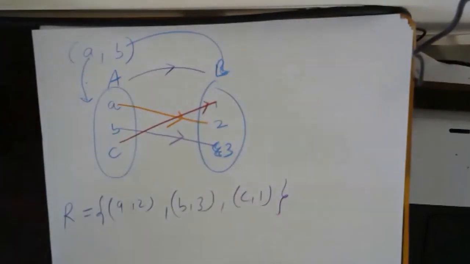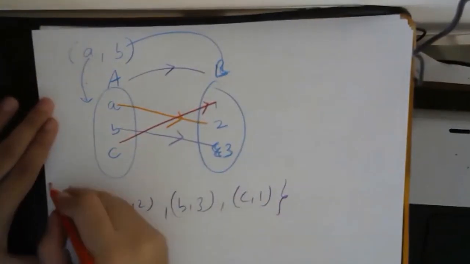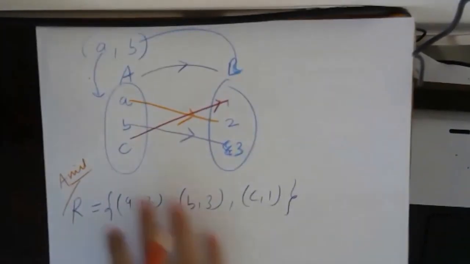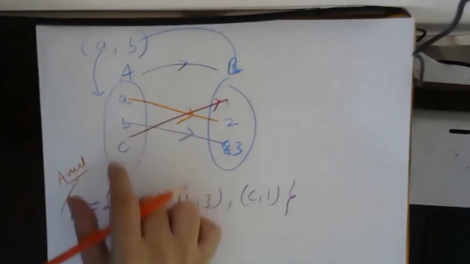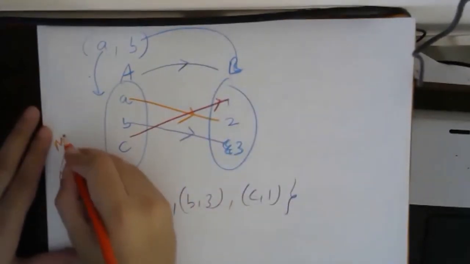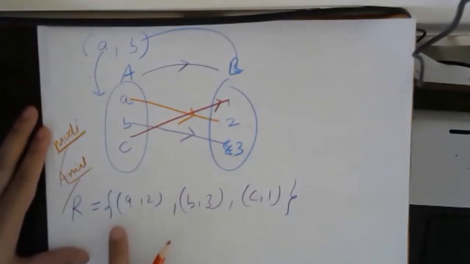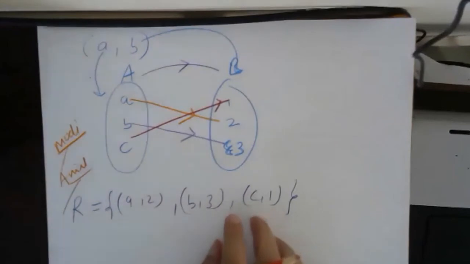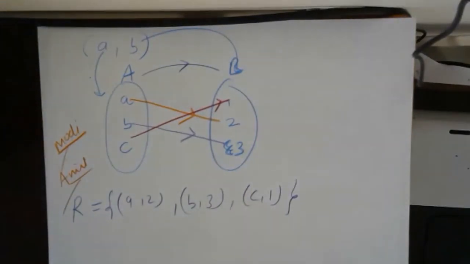It's just a name given. I can write this as my name also. Suppose this is a relation Amit. It's just a name given; I can write my name, your name, anybody's name. I can name this Modi also. Suppose this is a relation Modi, which has elements (A, 2), (B, 3), and (C, 1). Understood?